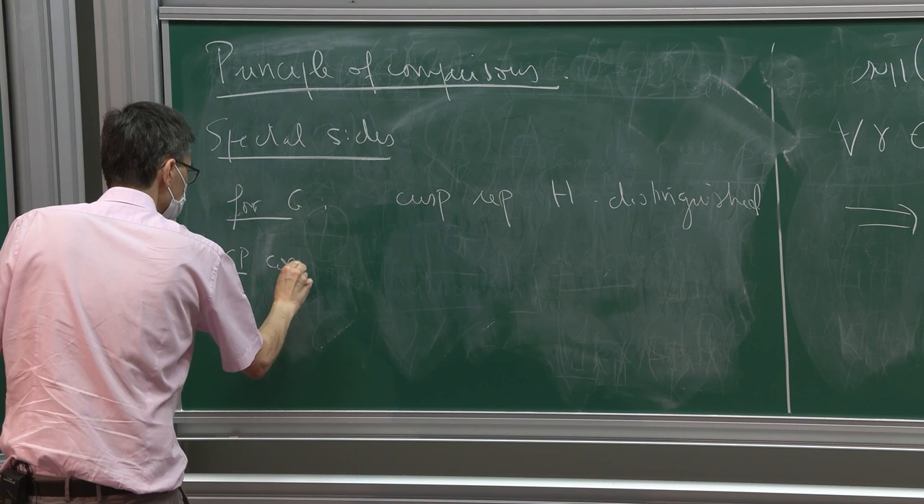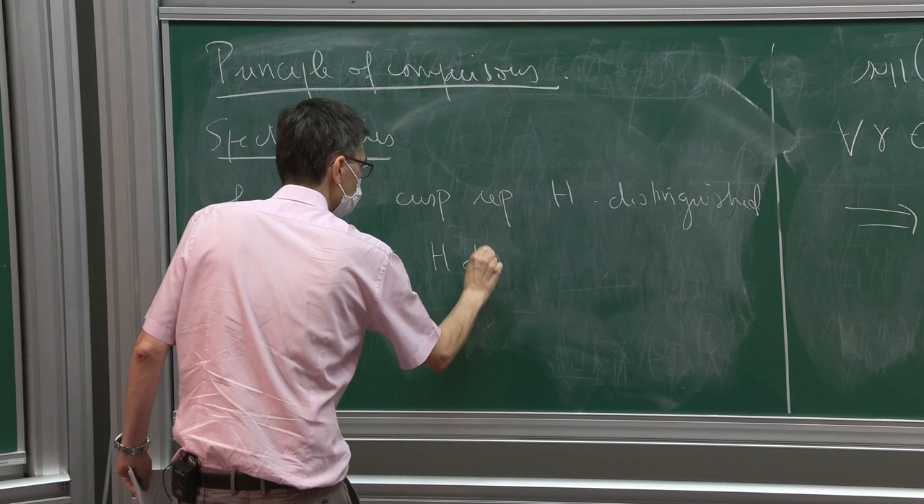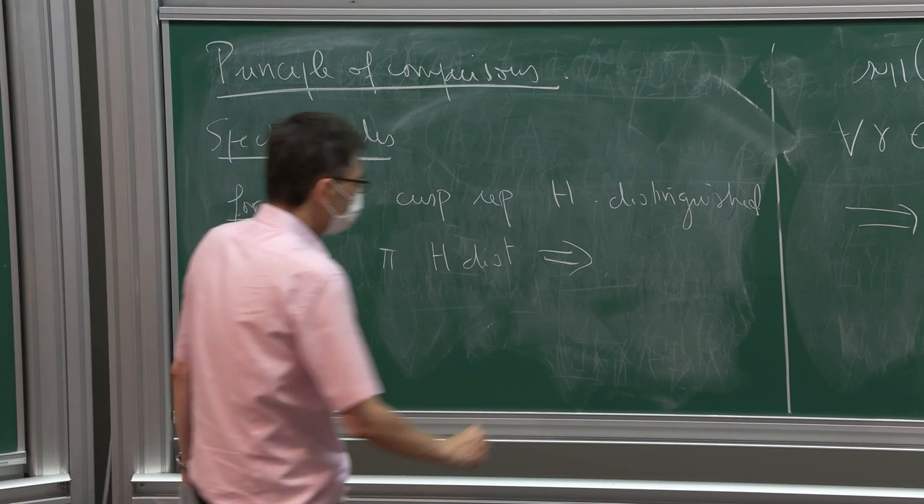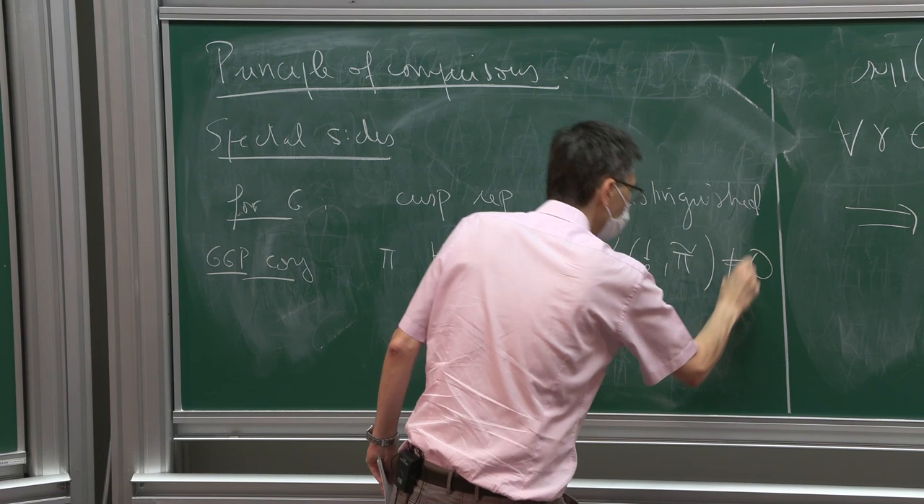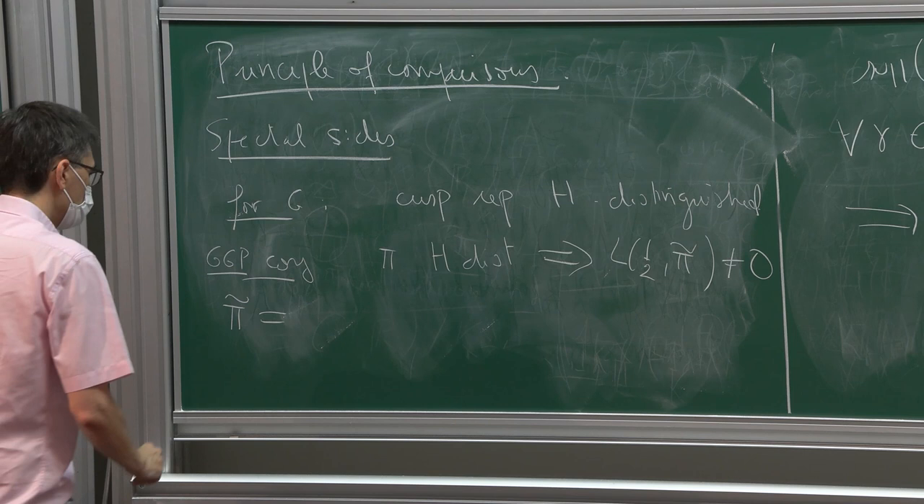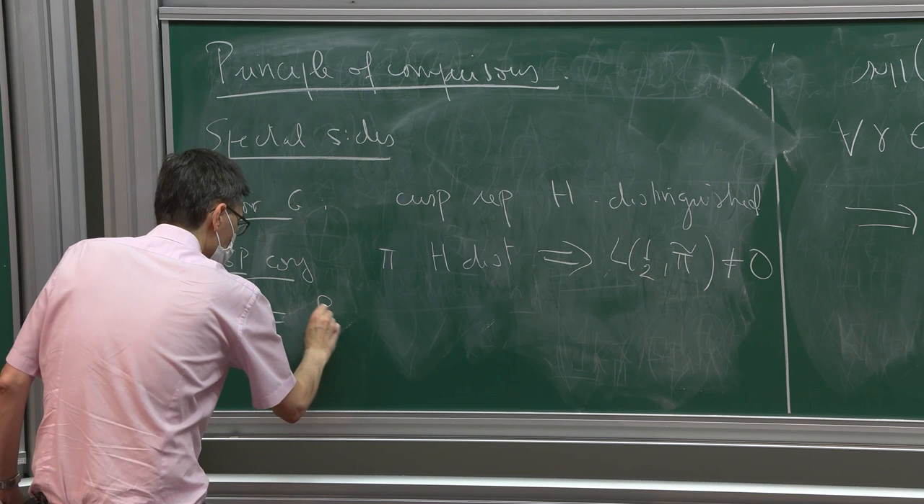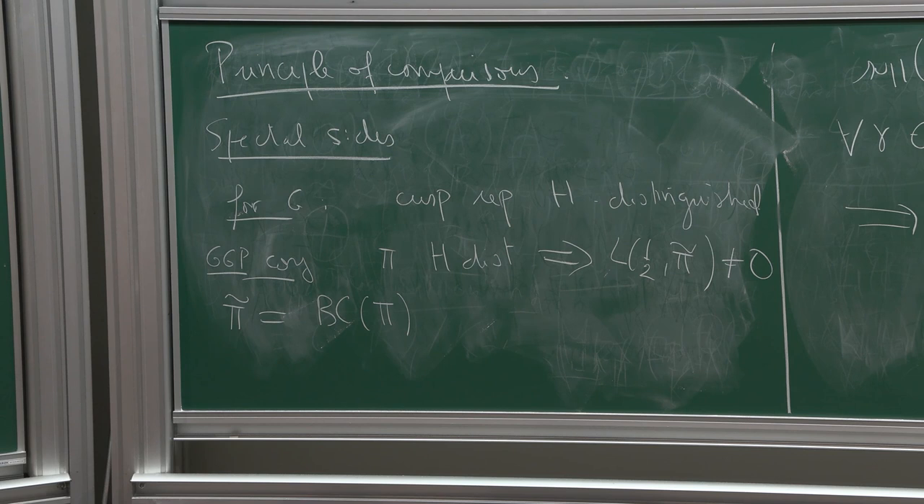if pi is H distinguished, then the central value of the Rankin-Selberg L-function attached to pi tilde is not zero. And what is pi tilde? This is an automorphic representation of G tilde, which is given by the base change of pi. So what does it mean in this context?